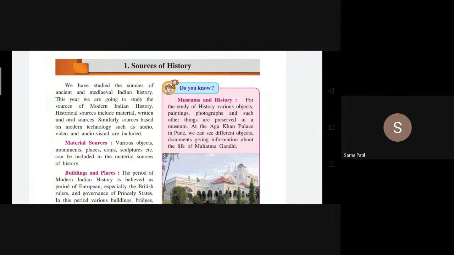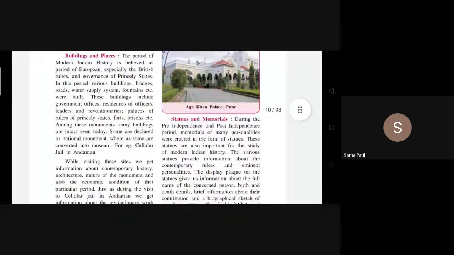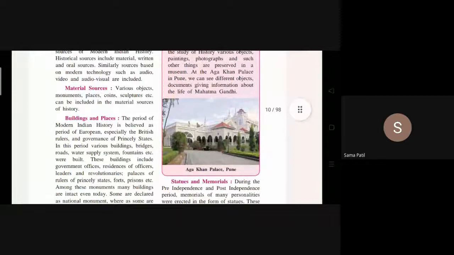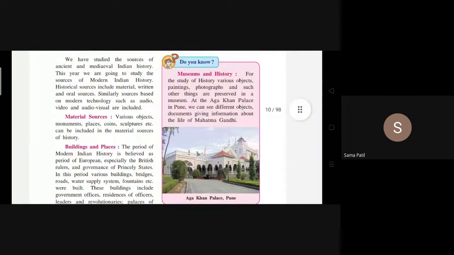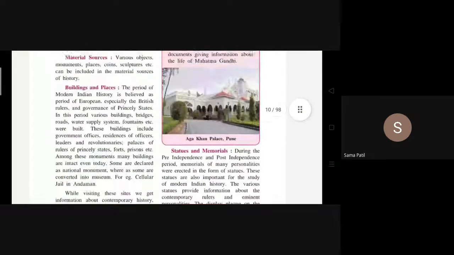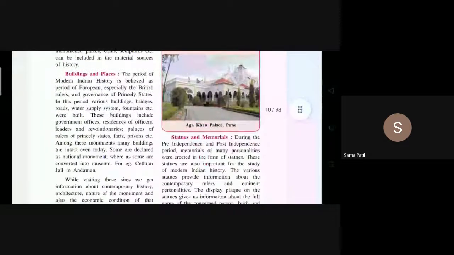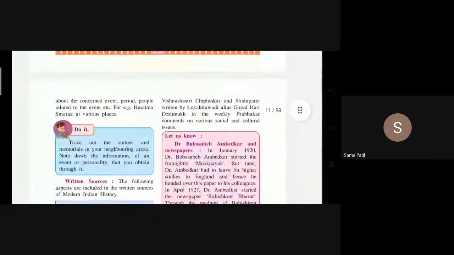Let's start. Your lesson number one was sources of history. Okay, sources of history was your lesson number one. So what we have studied in this: the material sources, then material sources included buildings and places. In that we have studied museums and history, statues and memorials.